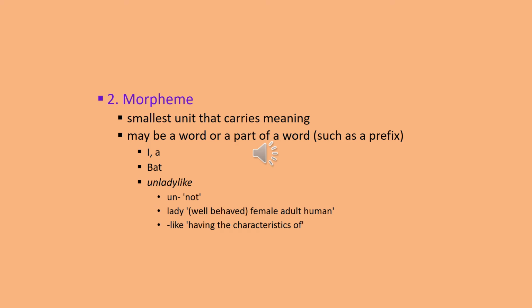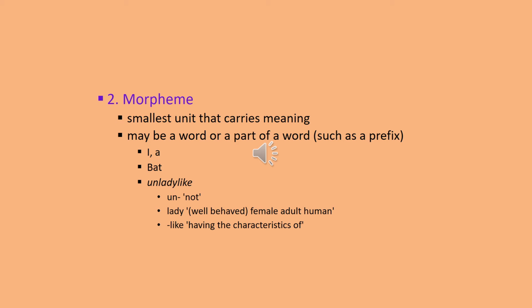A morpheme, on the other hand, is the smallest unit that carries meaning. So this could be a word like I, meaning myself, or A, meaning an object, or it can be a whole word, like bat. You cannot separate that word and still have meaning.